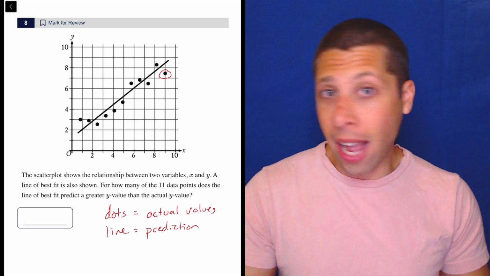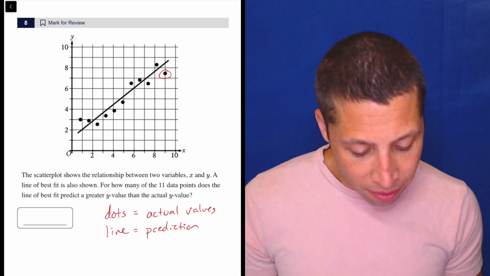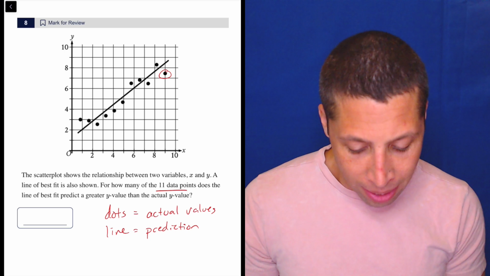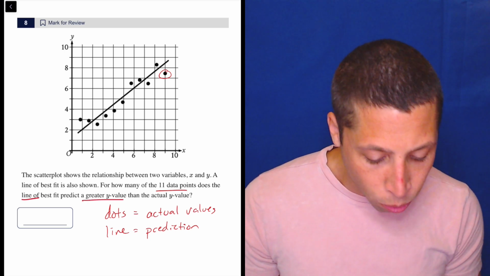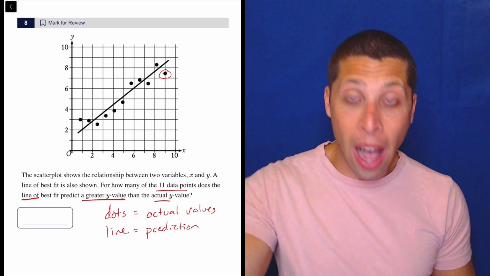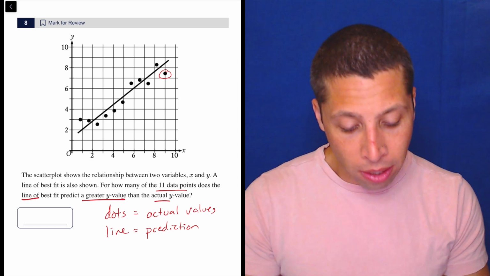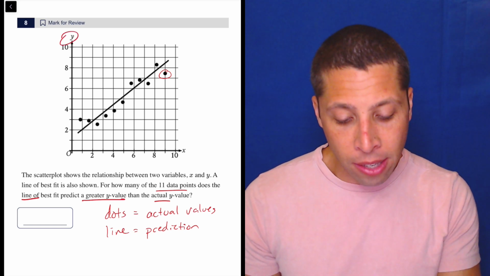Here, though, they're literally asking us to compare them. So how many of the 11 data points does the line of best fit predict a greater y value? So the line is greater than the actual dot, right? So we're looking, where is the line above the dot, right? Because y is the y-axis.